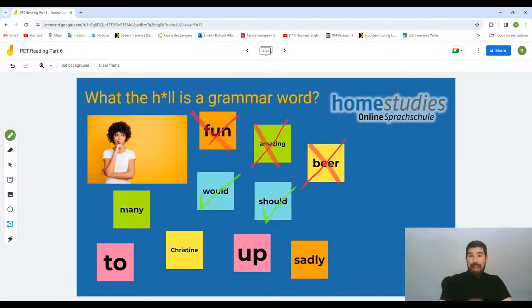Many. How many people are there? We use many to ask about the number of people. There aren't many people. So it has this function of asking about numbers. So that is a grammar word. We can use that for part 6. To is a grammar word. It's a preposition. So I am looking forward to seeing you. It's part of an infinitive as well. I want to go. To go is the infinitive. That's definitely a grammar word.